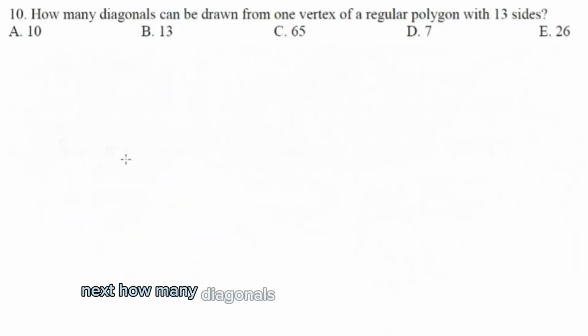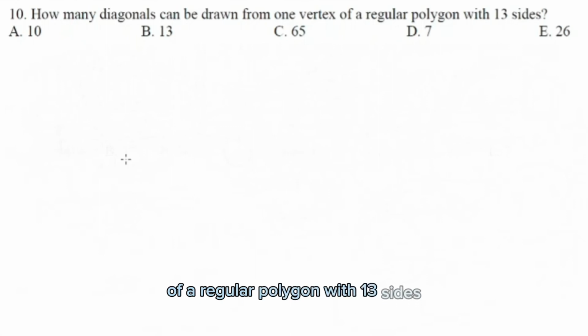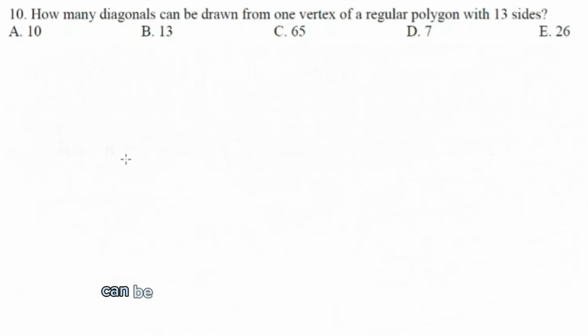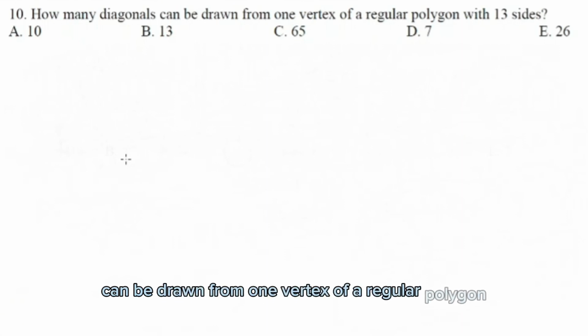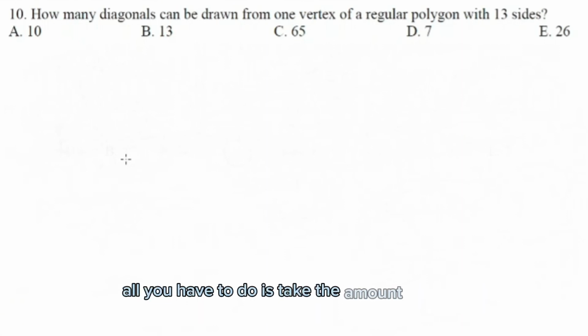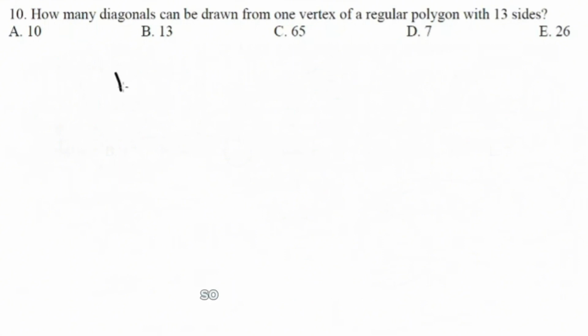Next, how many diagonals can be drawn from one vertex of a regular polygon with 13 sides? Alright, this is actually a very simple problem. When they're asking how many diagonals can be drawn from one vertex of a regular polygon, all you have to do is take the amount of sides and subtract 3. So 13 minus 3. That gets you 10, and that's your answer.